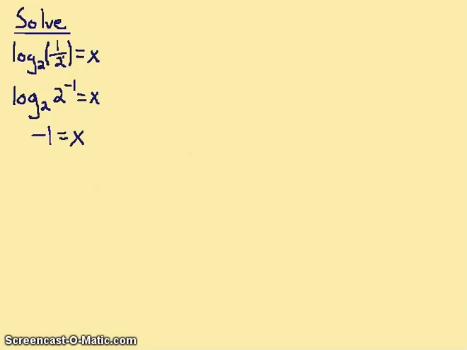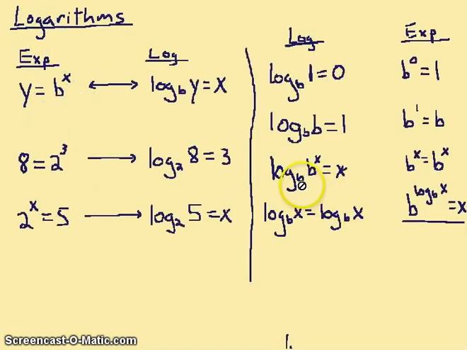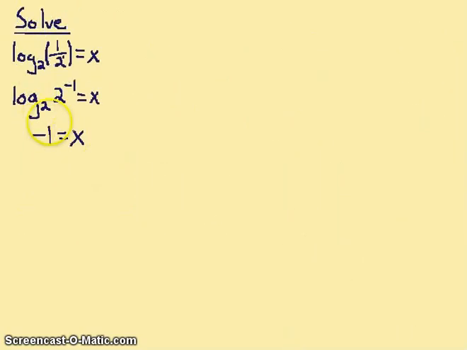If we want to go back and look at that list, let's take a look. So there it is right there. Log base b of b to the x is always x. That's what I'm using right there with my base as 2 for that point. So that's what we get, and that's one way to do it.